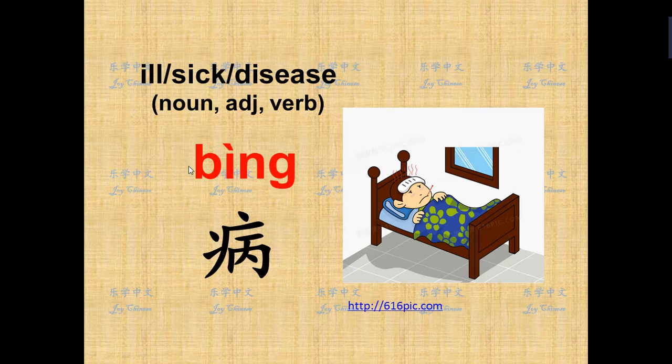Next one is a combination of bi and ing, fourth tone. Bi ing, bing. Again, this tone sign has to be on the top of the vowel. Bing, it means sickness, disease, or ill. It can be a noun, an adjective, or a verb. It's very widely used. And this part on the top often means something related to sickness. Bing.